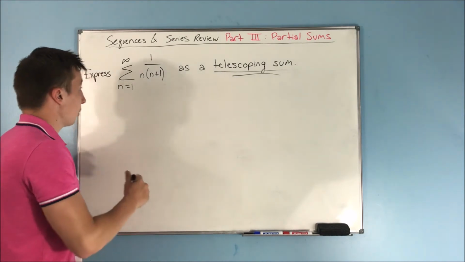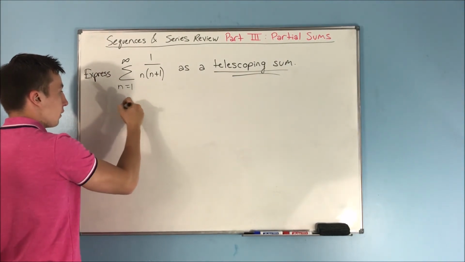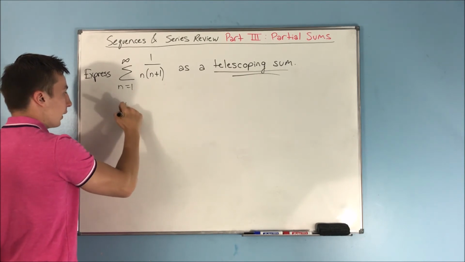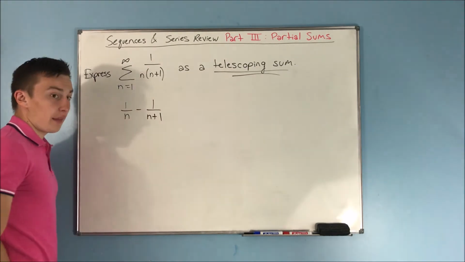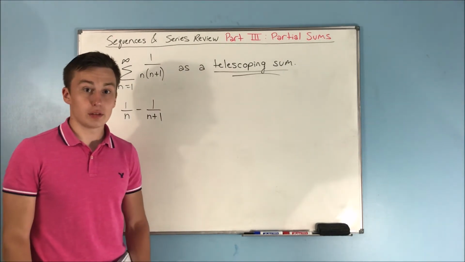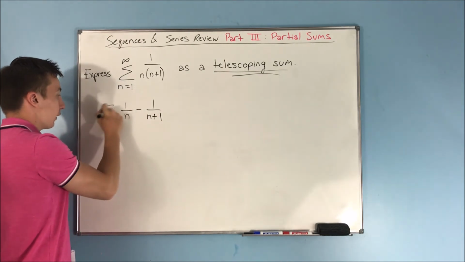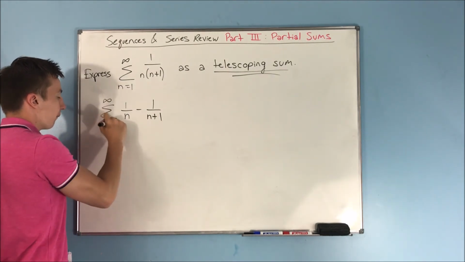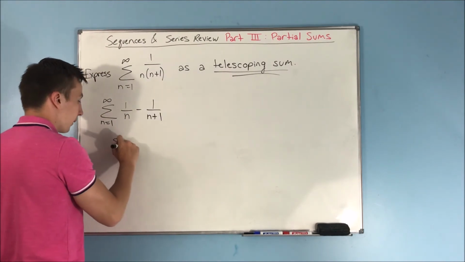Now for this problem, we have to start off by breaking up this fraction. If we break up that fraction, we get 1 over n minus 1 over n plus 1. How did I do that? That's a partial fraction decomposition. So once you do that, now this becomes a little easier. So write out the nth partial sum. What would the nth partial sum be?